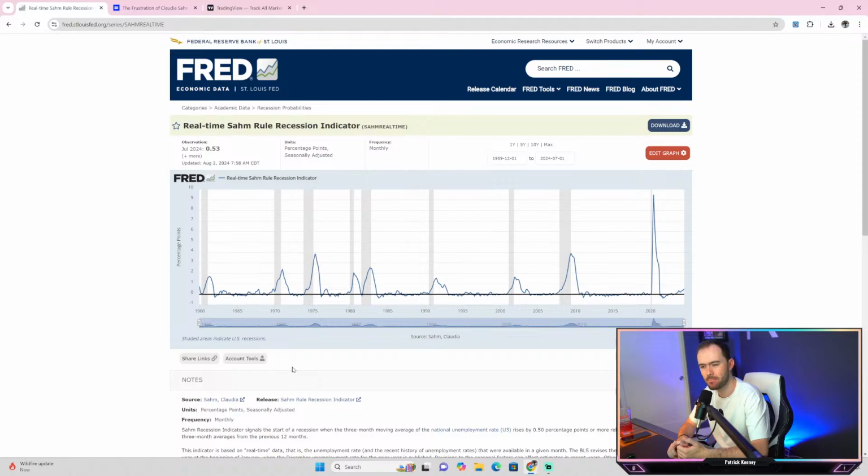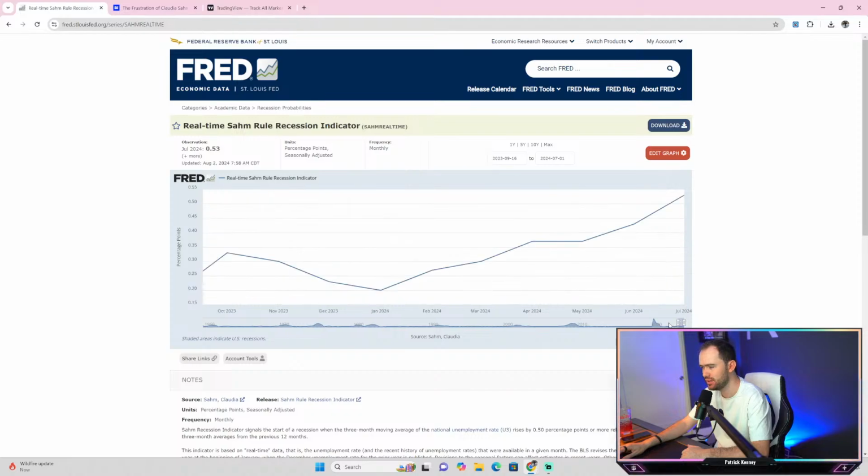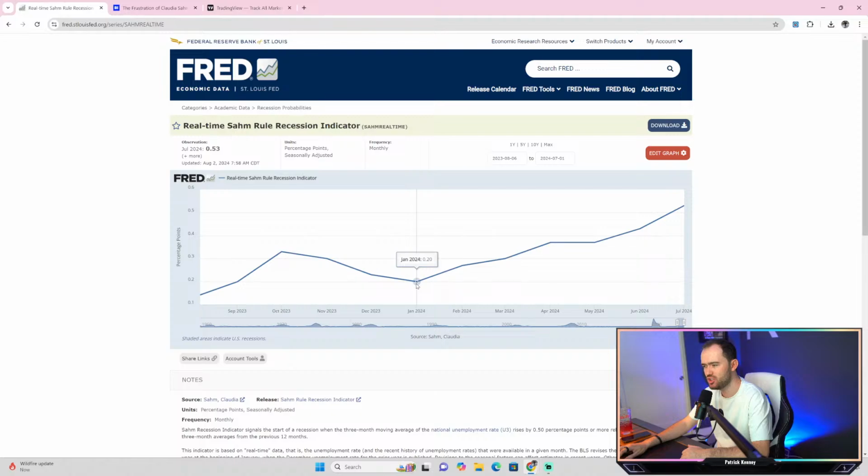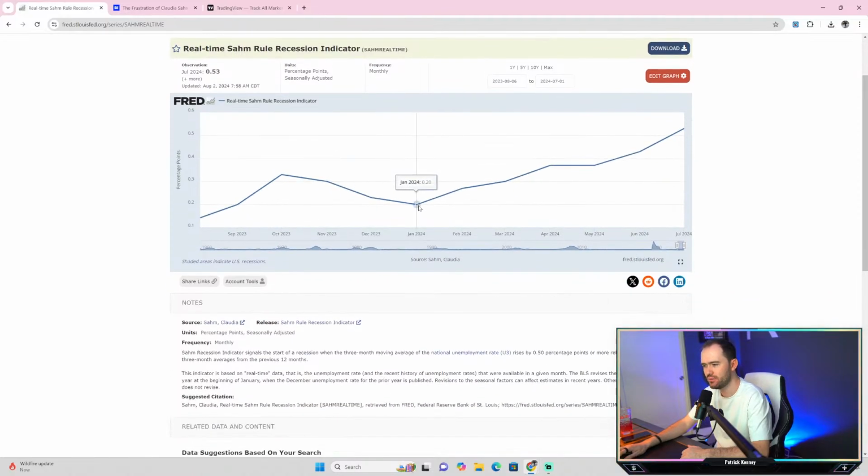What I want to do with you is briefly show you where we're at, and then I want to go back and show you what this chart means. So let's zoom in really quick to where we are currently. As you can see, January of 2024, what were we at? 0.2. February, 0.27. March, 0.30. You get the drill.